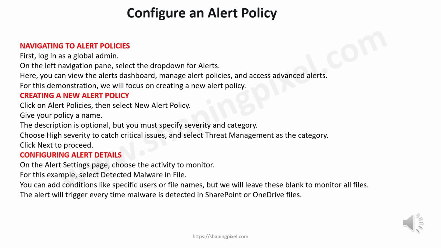Give your policy a name. The description is optional, but you must specify severity and category. Choose High Severity to catch critical issues and select Threat Management as the category. Click Next to proceed. On the Alert Settings page, choose the activity to monitor.